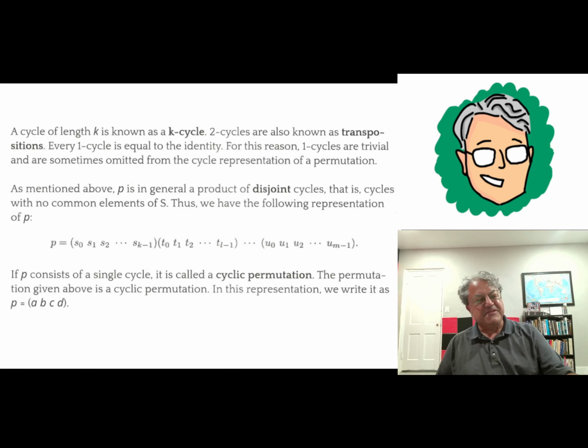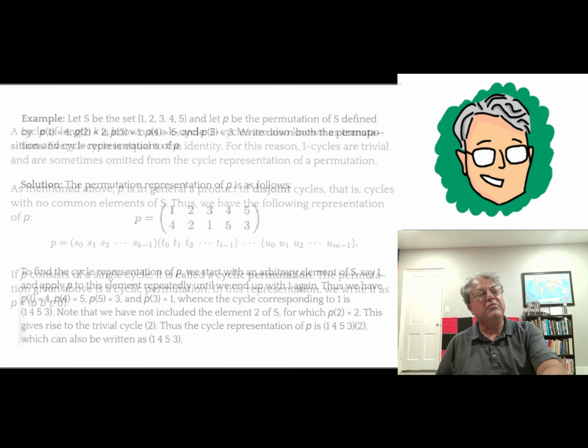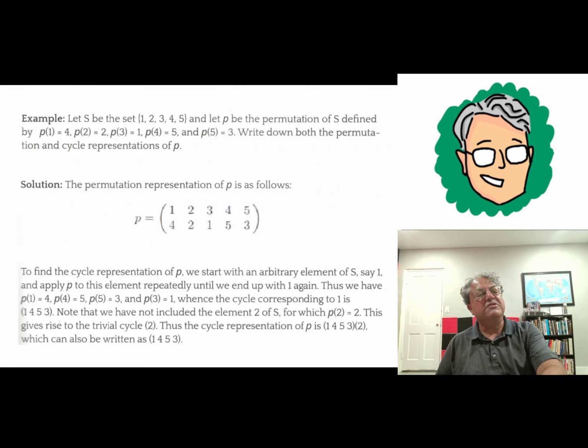I know this is probably a lot to take in. This is kind of new territory, so let's just do a couple more examples. Here's a more complicated permutation than the first one I did. Our set S is the numbers 1 through 5: 1, 2, 3, 4, 5. A set of cardinality 5.